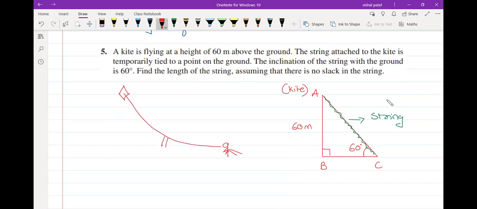Okay, the string is going to bend due to its own weight. Your string is never straight. It is always bent, due to its own weight. But here they are told to assume that there is no slack, so that bending is not there. You have to assume that, and you have to solve the sum.